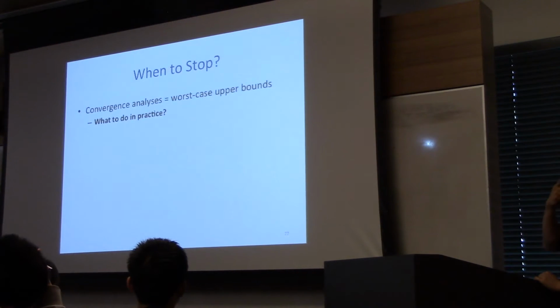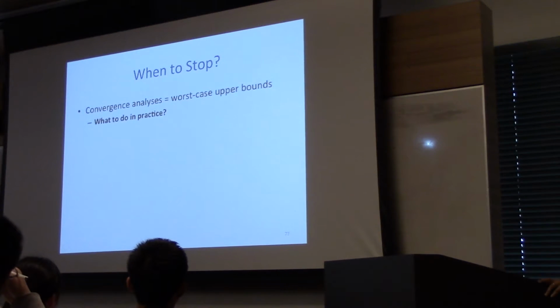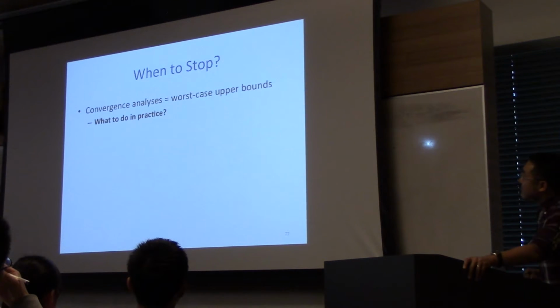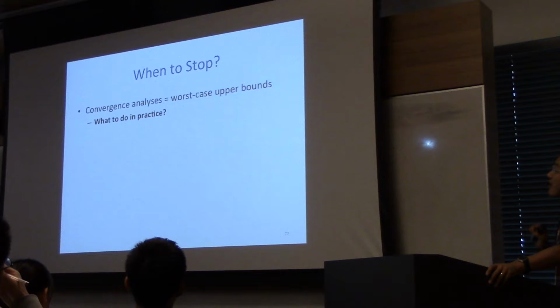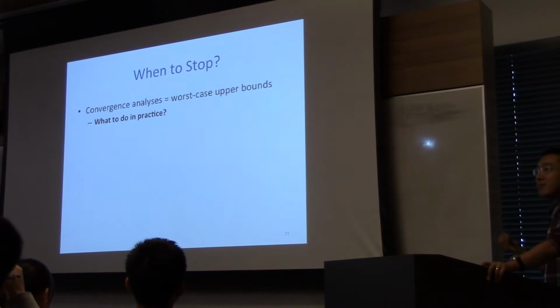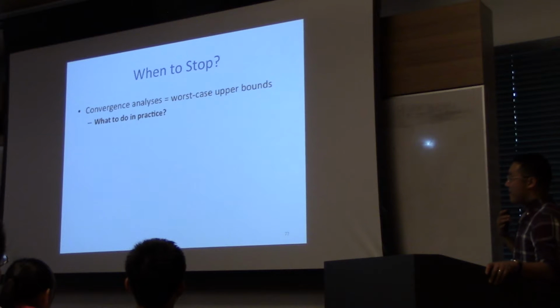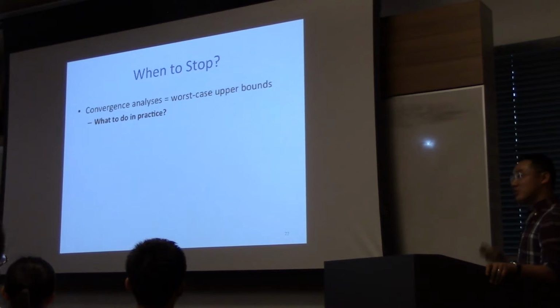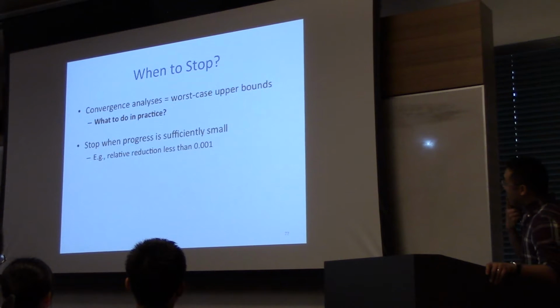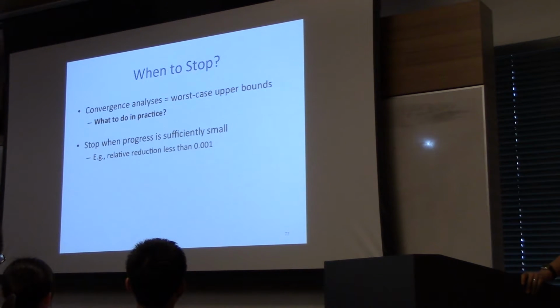Okay. So, when to stop? Convergence analyses are worst case upper bounds, and they give you some handle and some intuition about how these algorithms perform. But they aren't always the most useful thing to do in practice, although they're often very useful. So now these are some rules of thumb that people in practice do in gradient descent. They stop when progress is sufficiently small.